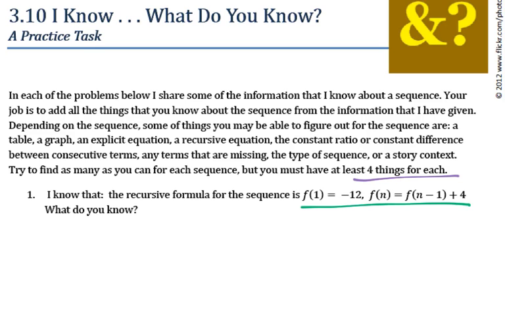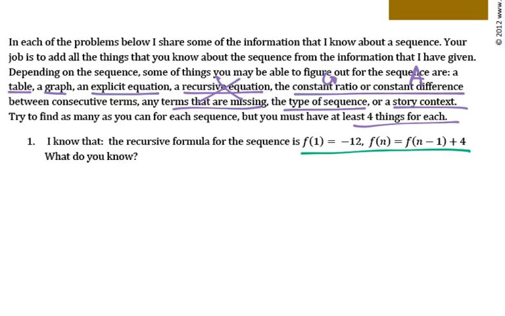The type of things we can find: a table, a graph, explicit equation, recursive. We're given a recursive here, so we couldn't do that one. The constant ratio or difference. Remember, ratio if it's geometric, difference if it's arithmetic. Any terms that are missing. Type of sequence, or a story to go along with it. So you need to pick 4 of those.